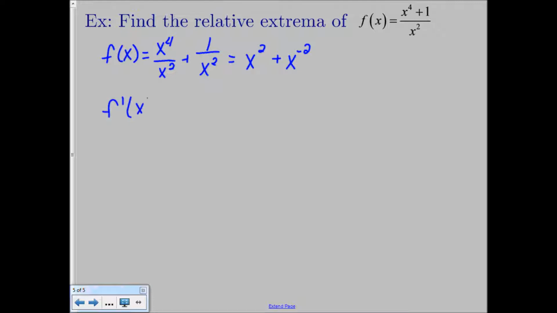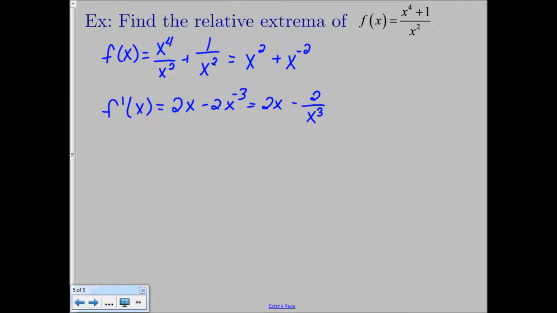So let's go ahead and do that. The derivative of x squared is just 2x. The derivative of x to the negative 2 is negative 2x to the negative 3, which is equal to negative 2 over x cubed. Okay, so now we have to look for our critical values.